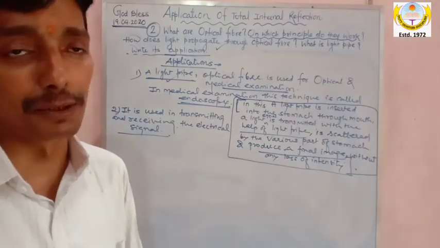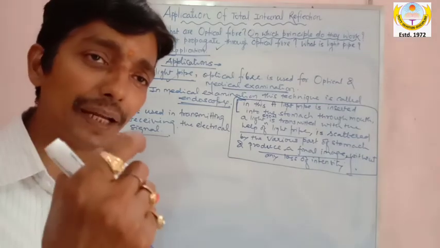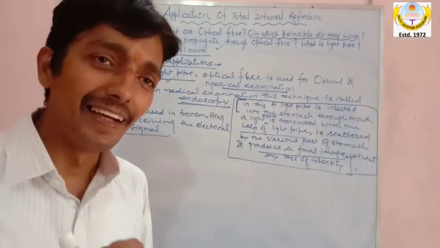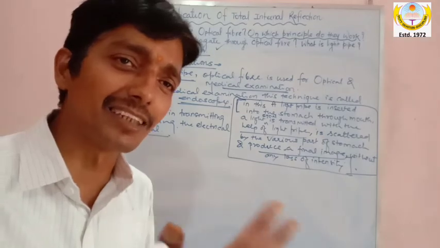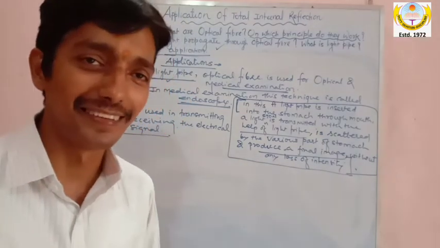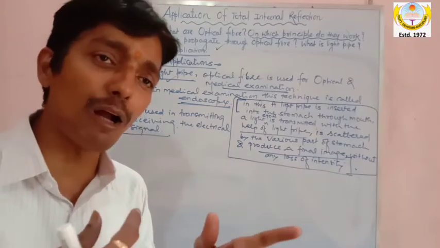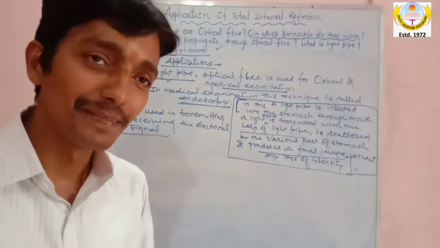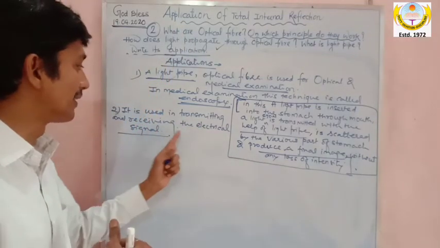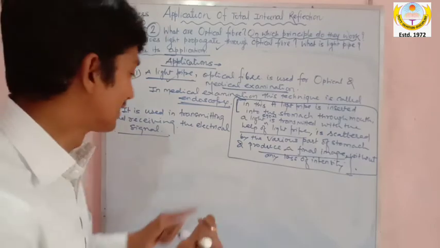But my dear, you must be thinking, sir, it is optical fiber. It is the optical word. I understood that an optical signal is transferred. How did you say the electrical signal is transferred? Because the name is optical fiber, it is used to transfer optical signals. But you are saying it is used to transmit and receive the electrical signal. What is this?